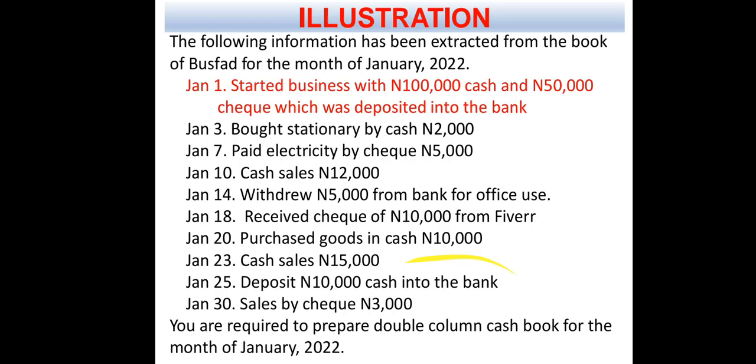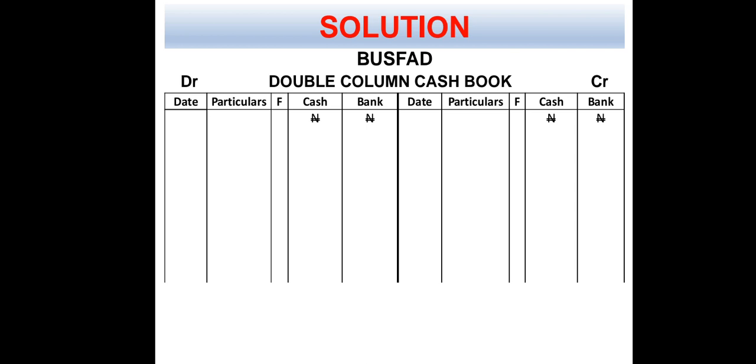So now let's go to the question. January 1, started business with 100,000 cash and 50,000 check, which was deposited into the bank account. If you remember, the money used in starting business is called capital. So on the 1st of January, we put our unit of measurement, naira. If it is dollar, we put dollar. So 1st of January, capital. The cash is how much? 100,000. So under cash, we will debit 100,000 naira. Under the bank, the check is 50,000 naira. We will debit 50,000 naira. That is the treatment for that one.